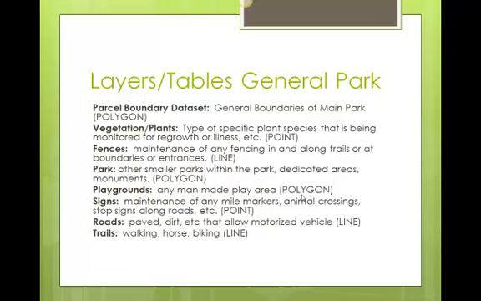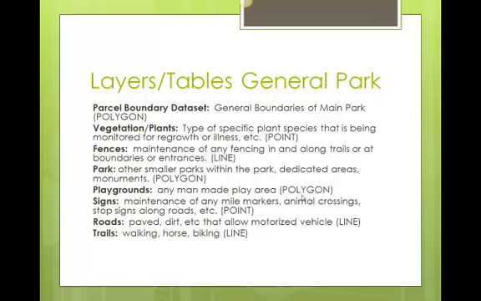And then I thought about the fences, how many types of fences there are. Are they along trails? Are they along boundaries and entrances? This might also have to bring in gates. And then I thought there might be smaller parks or monuments within the park, so little dedicated areas for particular people who either spent money on the area or dedicated because they lost their lives, that kind of thing.